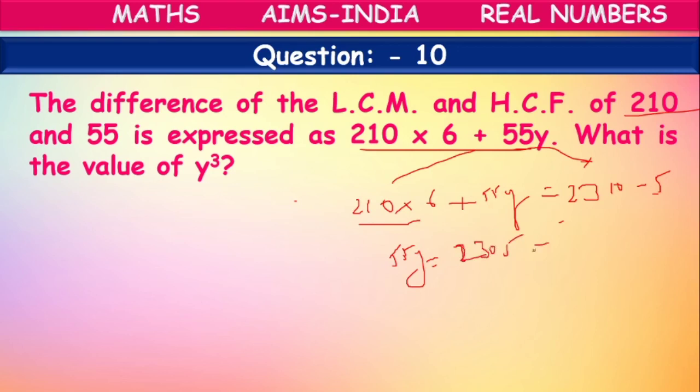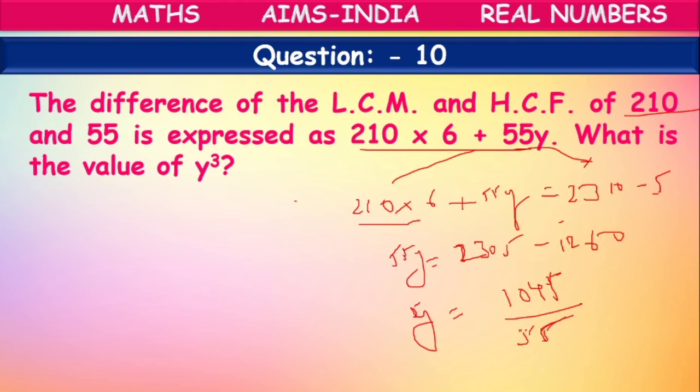2305 minus this multiplication. 6 zeros are 0, 6 1 is 6, 6 2 is 12, 1260. So here Y equal to 2305 minus 1260. 5 minus 0, 5. We cannot subtract 6 from 0. We will borrow 1. 10 minus 6, 4. 2 will be remaining. 2 minus 2, 0. 2 minus 1, 1. 1045 by 55.